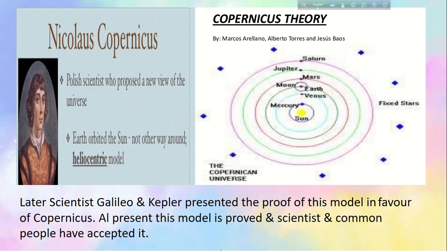So, I have told you beforehand that earth has two types of motion, diurnal motion and annual motion. Earth rotates on its own axis, that is the diurnal motion, and revolves around the sun, that is the annual motion. So, who proved it? Copernicus proved that the earth rotates on its own axis. Later, the scientists Galileo and Kepler presented the proof of this model in favor of Copernicus. At present, this model is proved and scientists and common people have accepted it. So, now we know that the luminaries revolve around the sun.